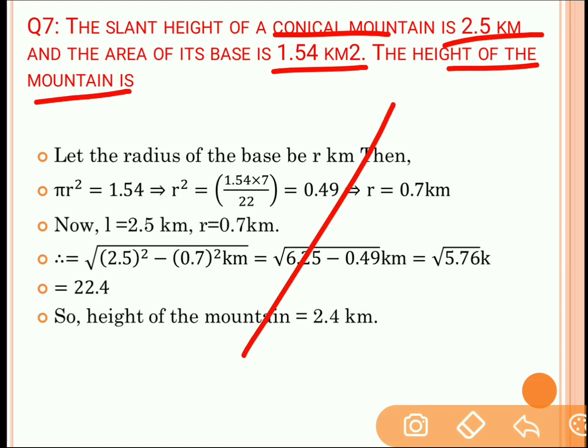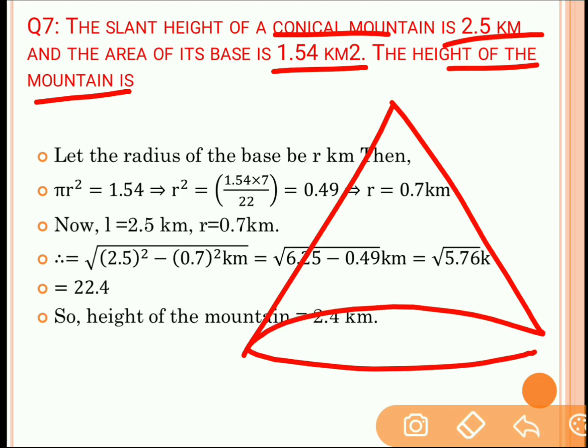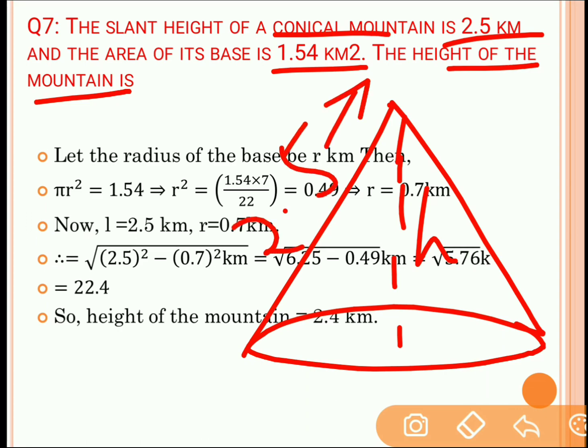Now the mountain is similar to a conical shape. We need to find out the height of the mountain over here. So this is the height of the mountain. The slant height of this conical mountain is 2.5 km, so this slant height is 2.5 km and the area of the base is 1.54 km square.